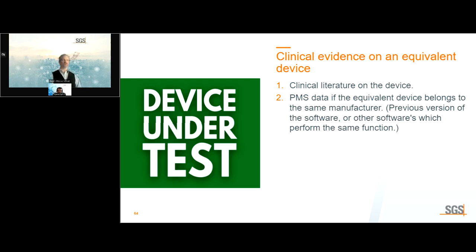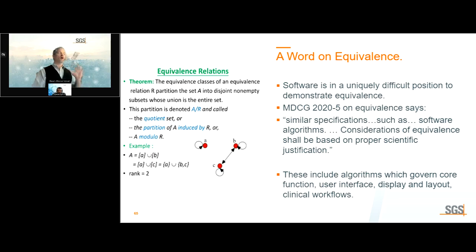Then you have equivalency. So you might have evidence on an equivalent device through clinical literature on that equivalent device, or post-market surveillance data on that equivalent device that belongs to you. Maybe it's a previous version, or similar software that performs the same function. On equivalence, please read the MDCG 2020-5. It is a very strictly interpreted MDCG. The notified bodies have had many conversations with the commission over the interpretation of the equivalency MDCG.